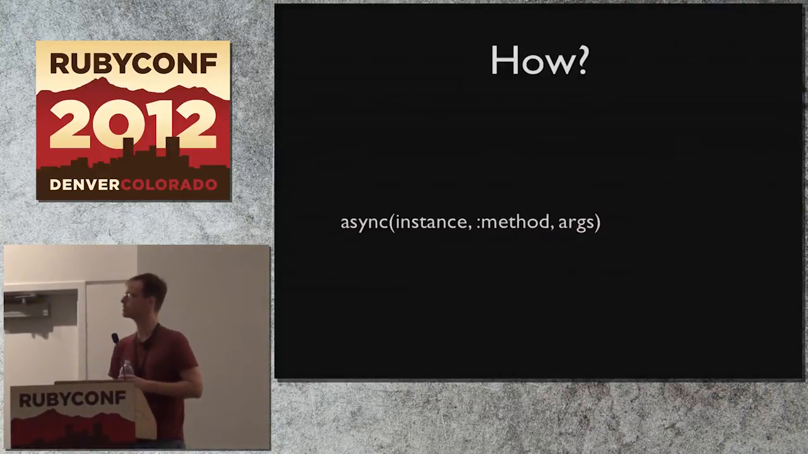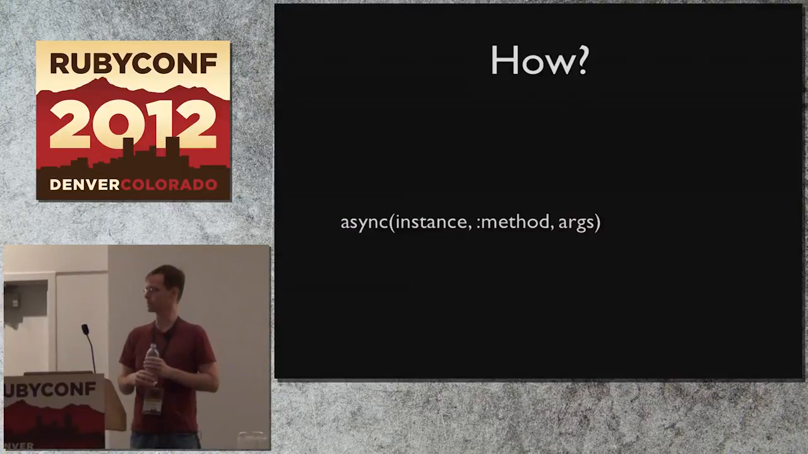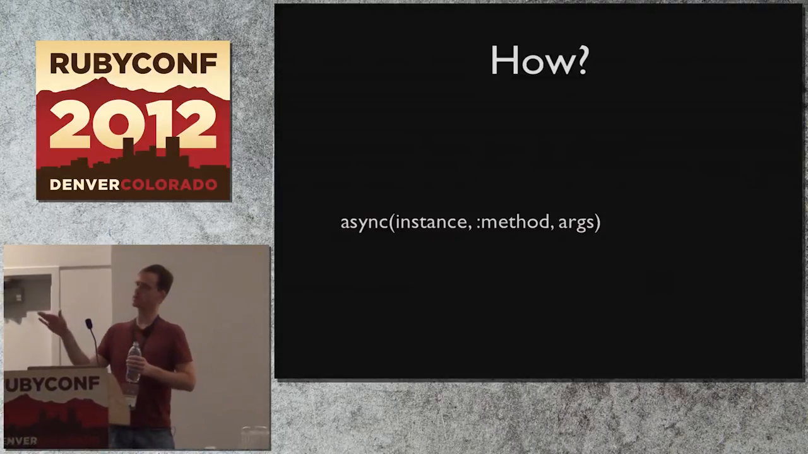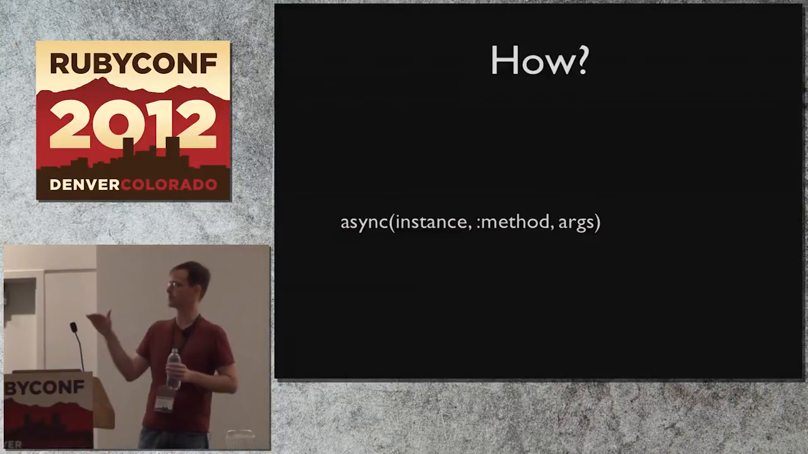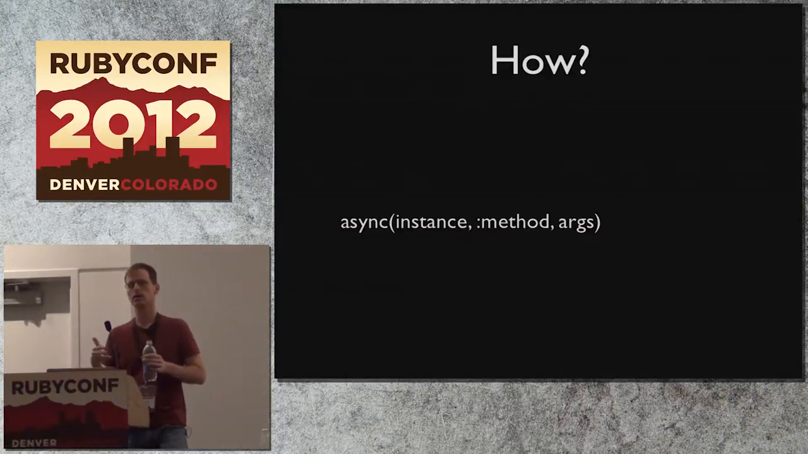So we can do this. Instead of async processing an anonymous block, we give it an instance, the name of the method we want to call, and a set of arguments to pass to that instance. Now we've got a much simpler problem to solve. We need to marshal that instance over, the name of the method, and marshal the arguments. Ruby can do that.